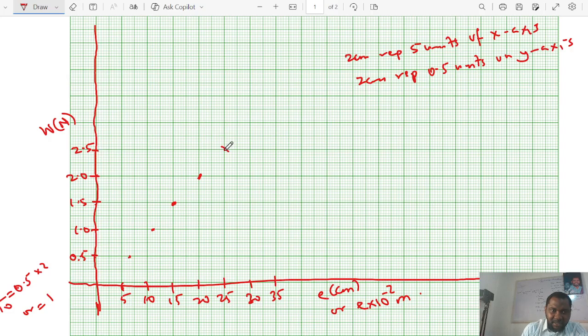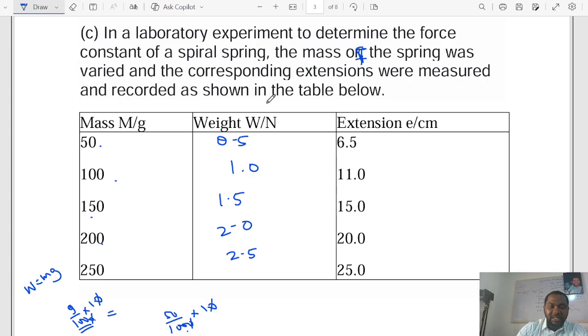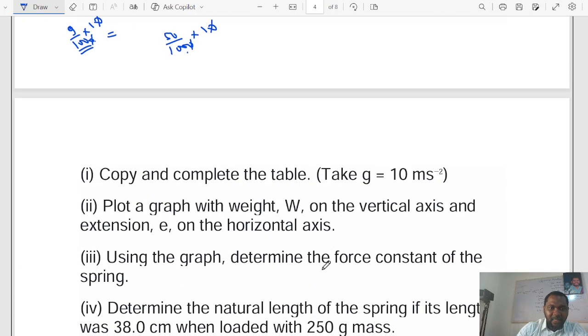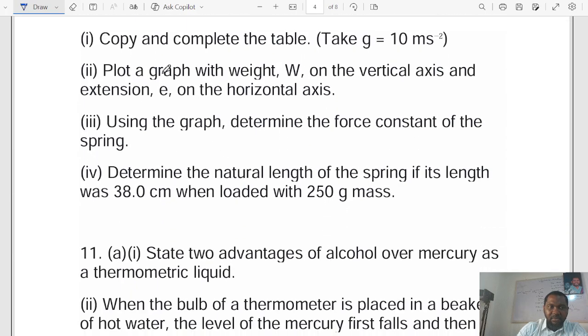So we can mark it this way. And we can mark this way. Then we draw a straight line, you know. My line may not be very straight, but you know, yours should be straight. So we have answered this question here, which says we should plot the graph of W on the vertical axis and extension E on the horizontal axis.